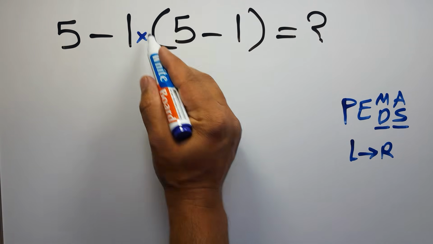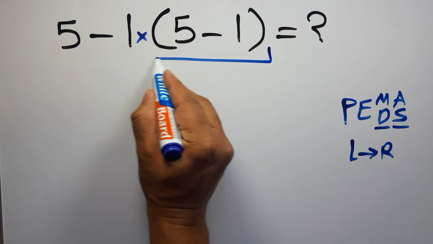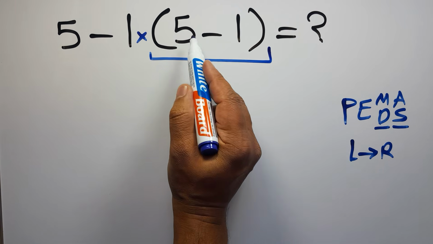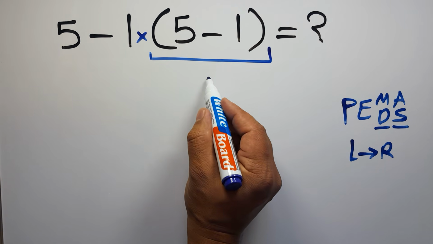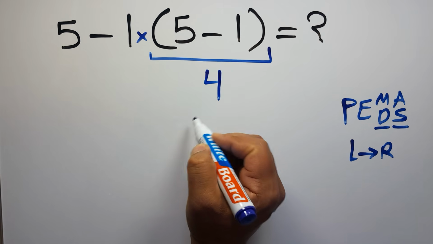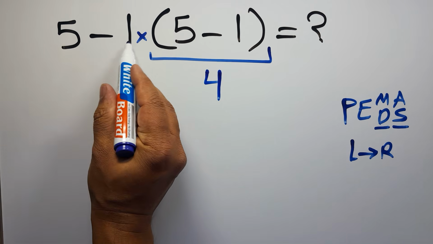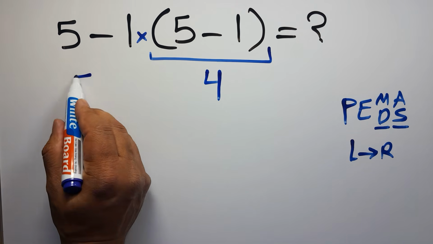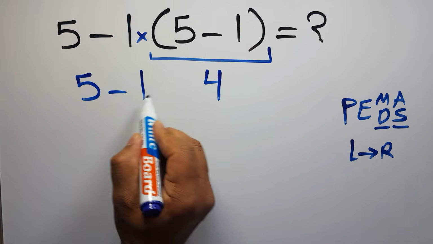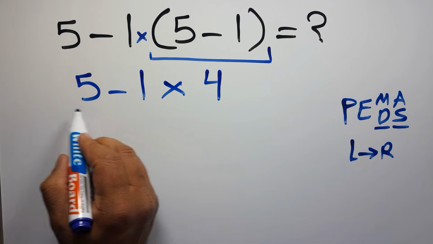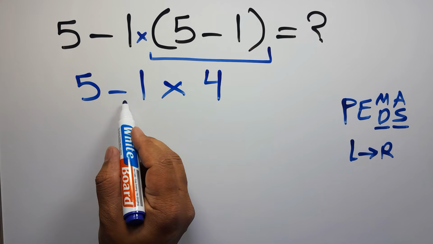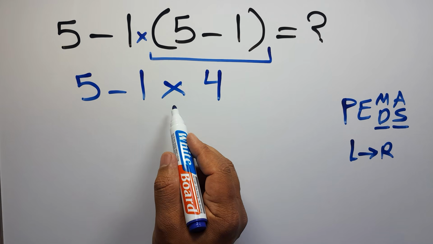So first we have to do this parentheses. Inside this parentheses we have 5 minus 1, which equals 4. So we have 5 minus 1 times 4. Now in this expression we have one subtraction and one multiplication.